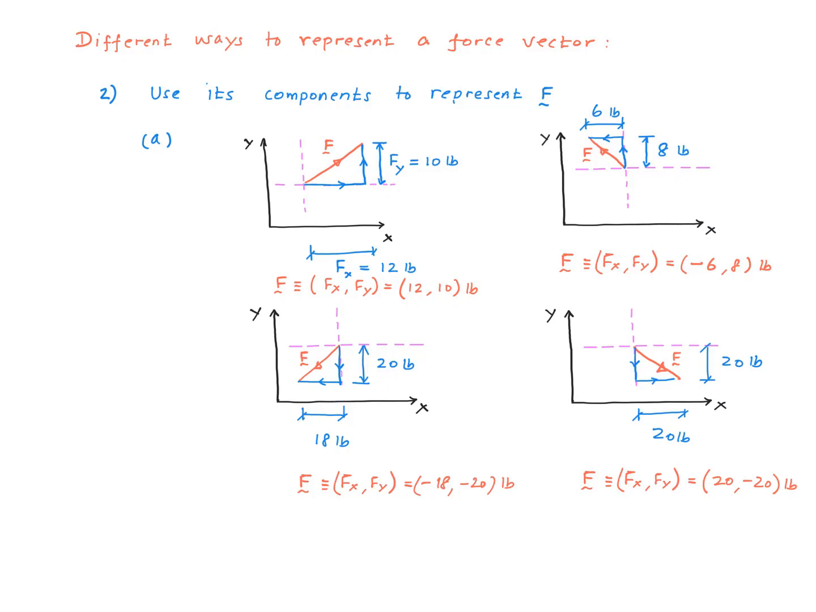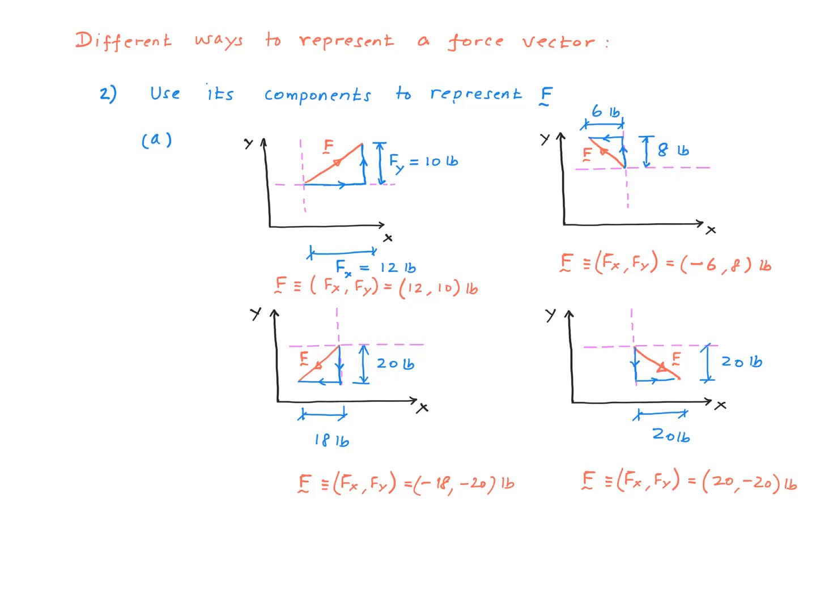You want to pay attention to both the magnitudes of the components and the directions. The magnitudes are the lengths of the sides of this little triangle. In this first example, this length is 12 pounds and this length is 10 pounds, and therefore vector F is (12, 10), and you put the units outside as well, pounds. The x component is positive because this arrow coincides with the positive direction of the x-axis, and the y component is also positive because this arrow right here coincides with the positive direction of the y-axis.